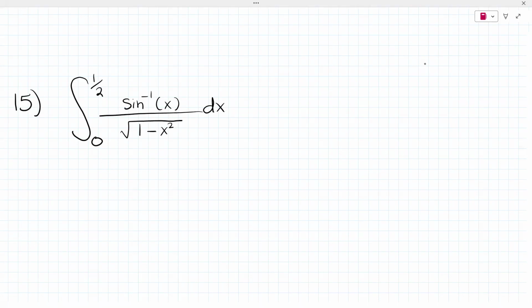I don't think I'm going to rewrite this. I'm just going to leave it as it is. And I think we're going to have to do u substitution. And what do you think my u should be? Yes, I also believe it should be sine inverse of x, because the derivative of sine inverse of x, or du, is 1 over square root of 1 minus x squared dx.